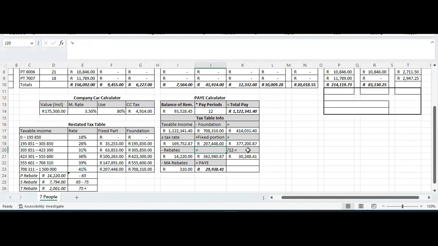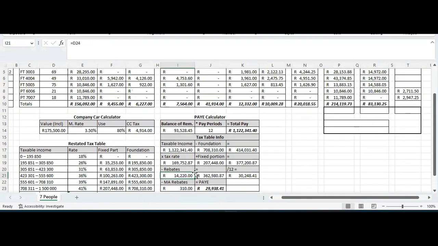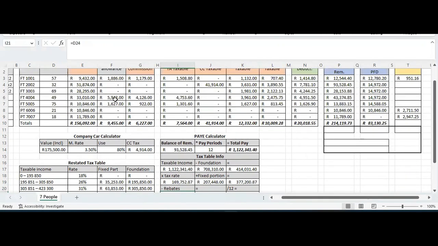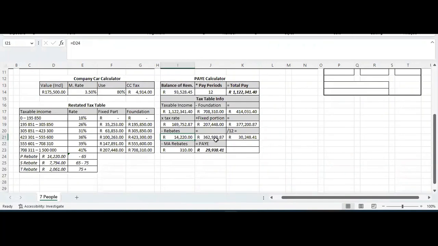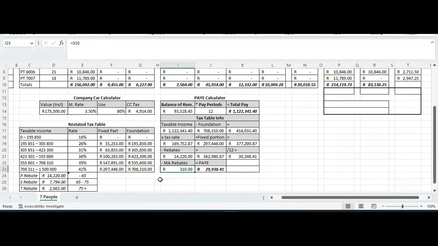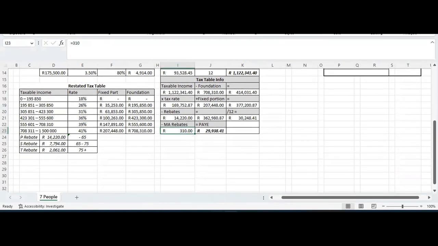Okay, so he will have to pay in the year tax to the tune of 377,000. Now, luckily, he also gets a rebate. Okay, and his rebate is also just the 14,220 because he's only 32. Okay, and in his case, if we go and look at him, and now I will have to go back here to my question paper.